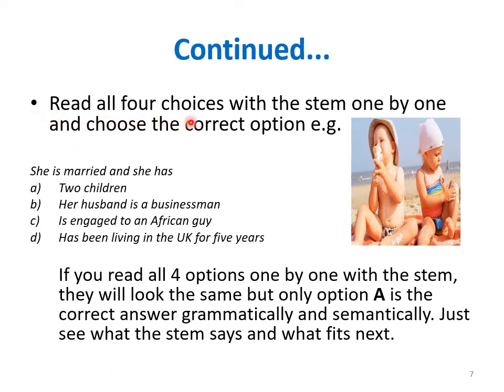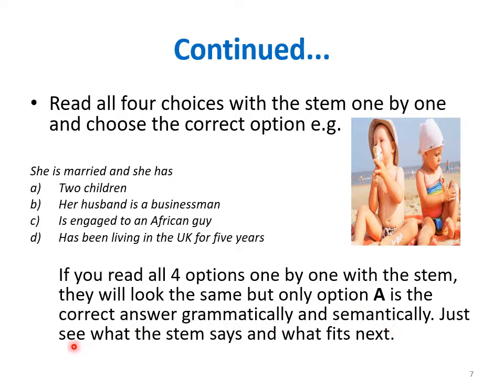Read all four choices with the stem one by one and choose the correct option. Now this is another technique, that if you are not sure, then what you do is read these options with the stem. So for example, she is married and she has 2 children. She is married and her husband is a businessman. She is married and is engaged. So in this way, if you read all four options one by one with the stem, they will look the same, but only option A is the correct answer grammatically and semantically.